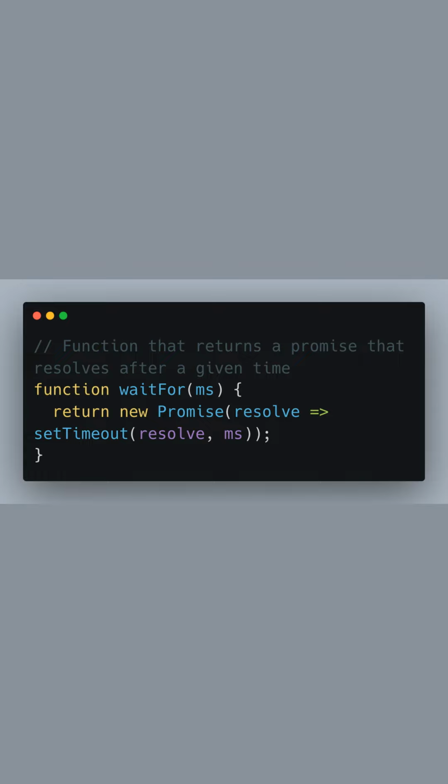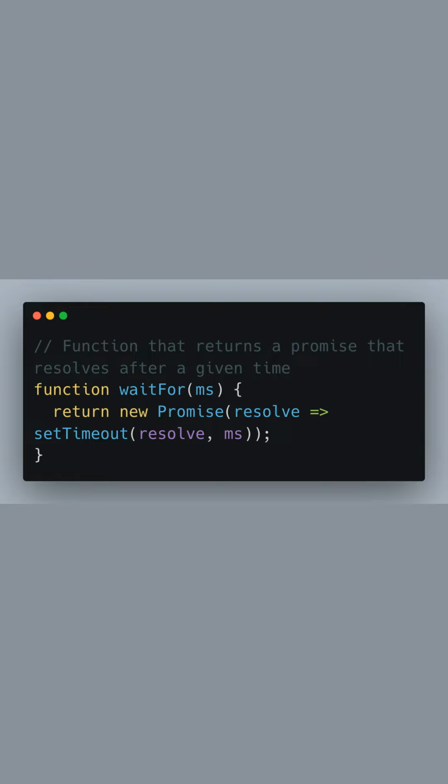Let's start by defining a function named waitFor. This function takes one argument, ms, which represents milliseconds. Inside the function, we return a new promise. The promise constructor receives a function that takes two arguments usually called resolve and reject. Here, we're only using resolve.